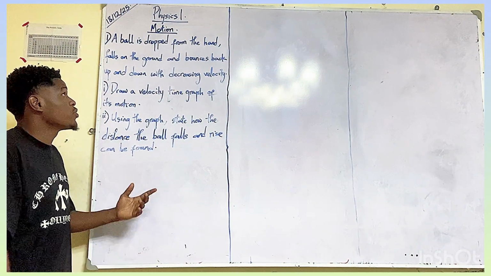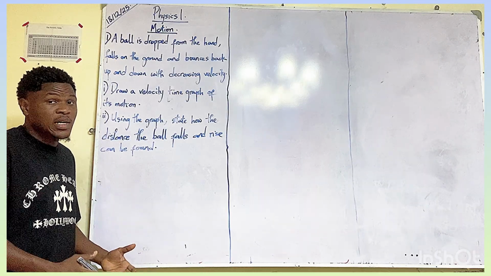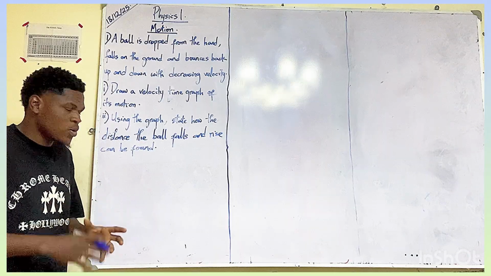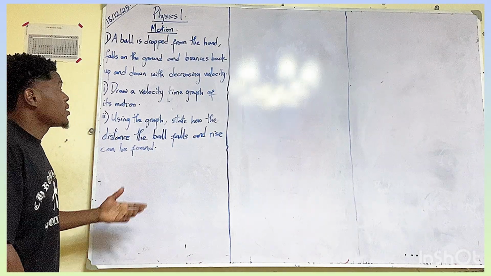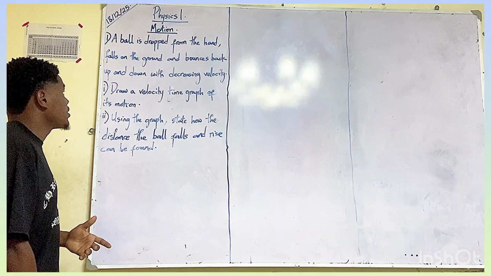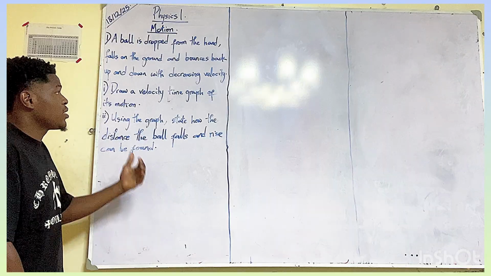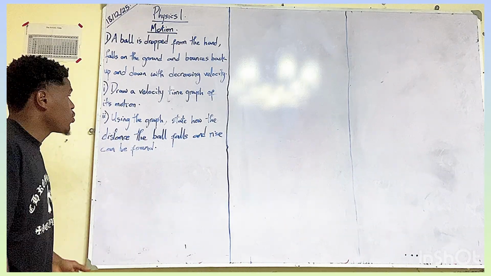Today we're going to be treating a question on motion. We want to understand what actually happens when you drop a body. So this is a question under that very aspect. They said a ball is dropped from the hand, it falls on the ground and it bounces back up and down with decreasing velocity. That means it will stop at some point.